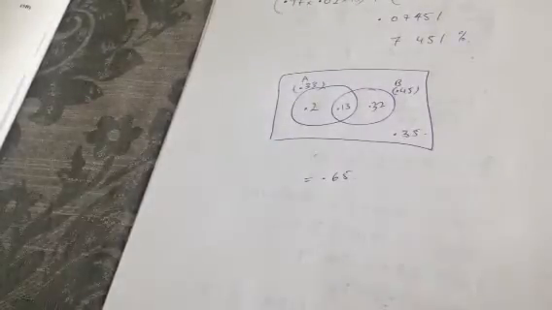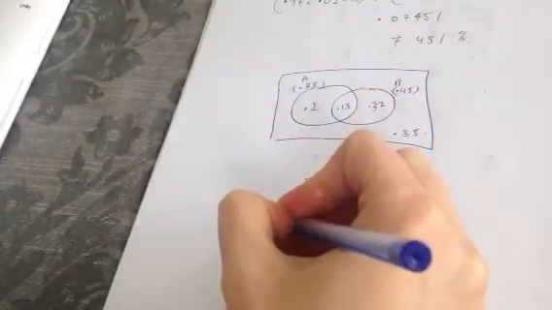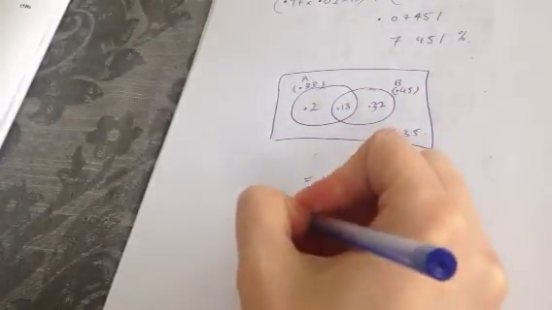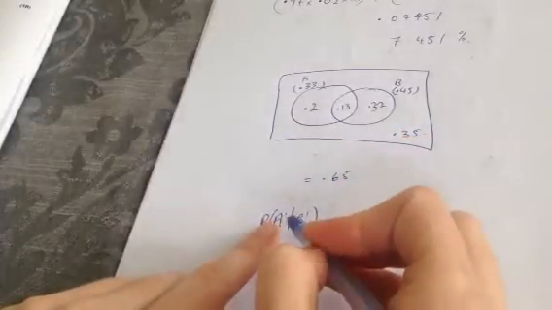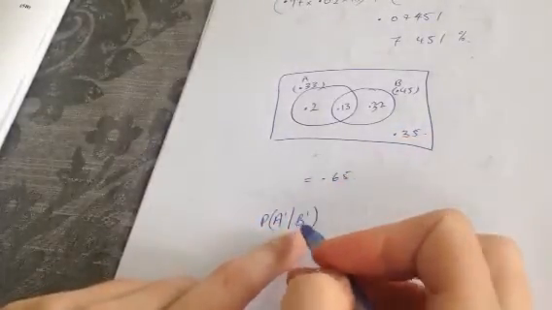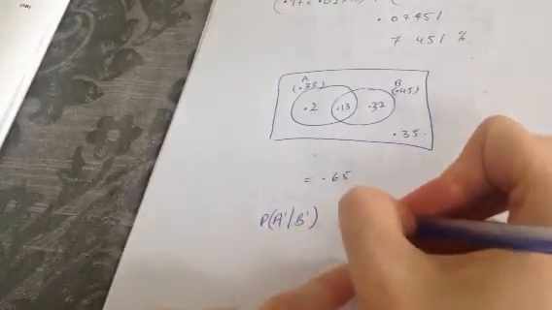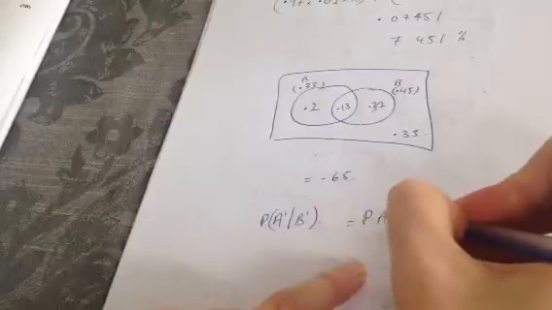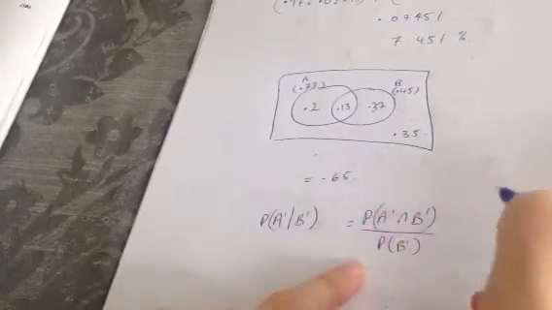Conditional probability is part 2. They want me to find the probability of A complement given B complement. That's the probability of A not happening given that B hasn't happened. Well, I'm definitely going to write down my formula here: probability of A complement intersecting with B complement, all over the probability of B complement happening.